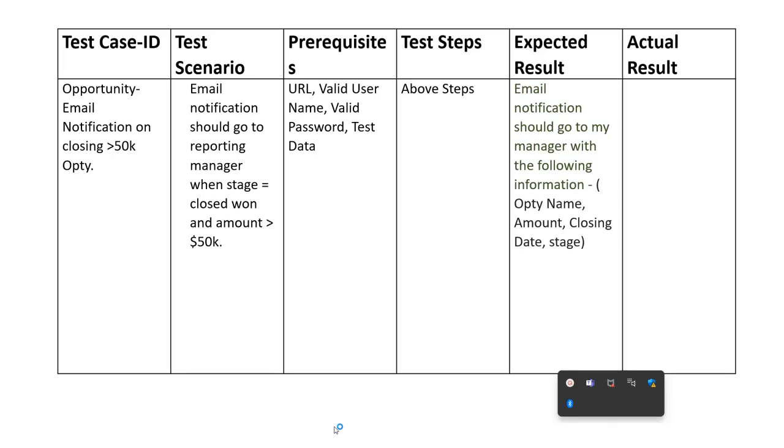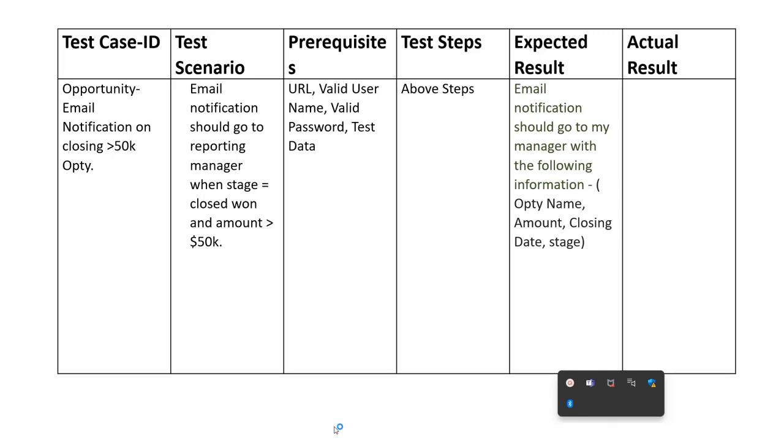So here is the test case template that you can consider. So the first column is test case ID. So here is the test case ID starting with the opportunity, the object on which we are creating the test case. Email notification on closing greater than 50K opportunity. So opp is the short form. So test scenario, email notification should go to the reporting manager when stage is closed won and amount is greater than 50K. So this use case we are writing for the positive scenarios.